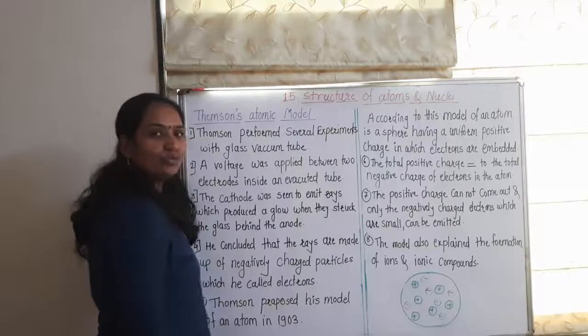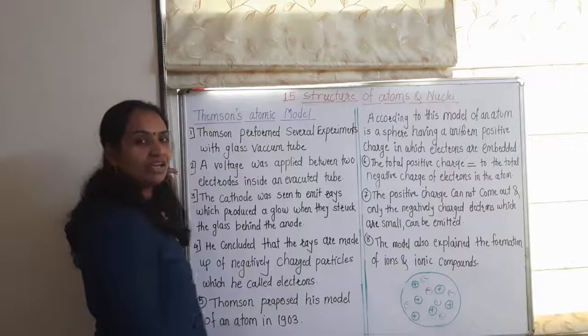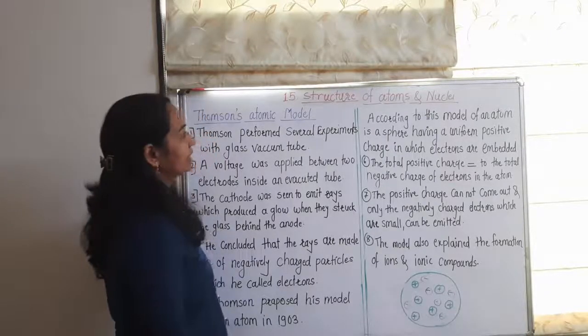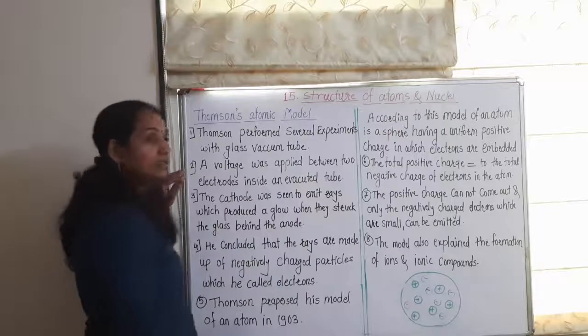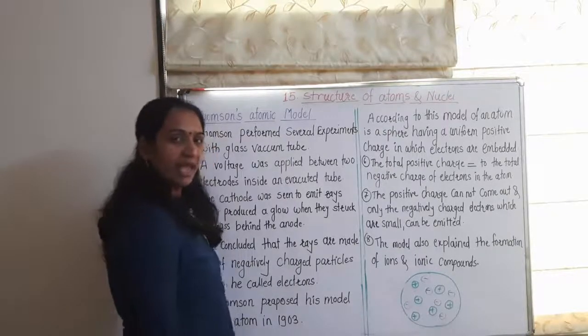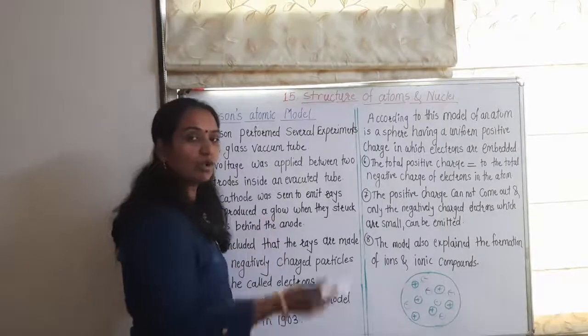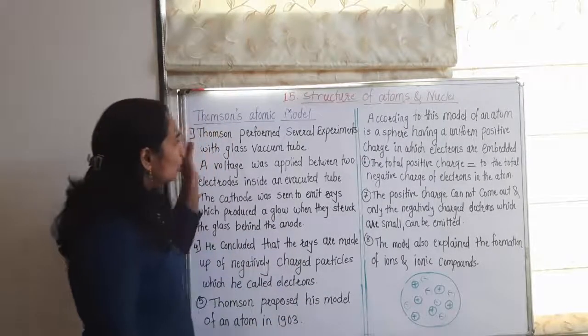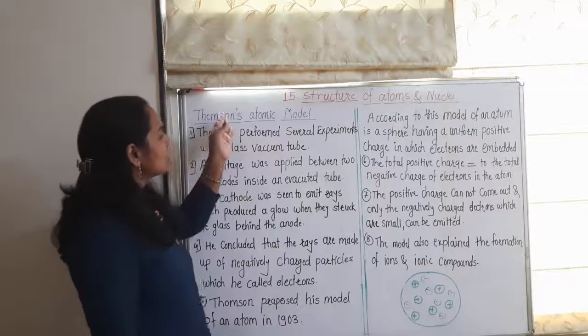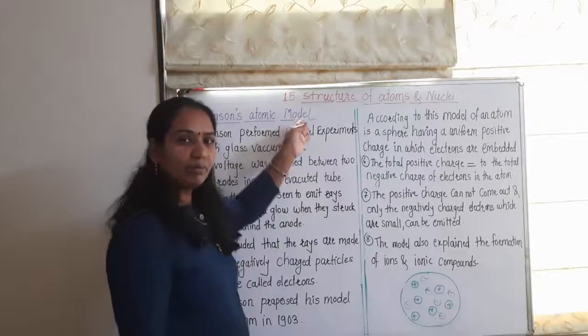In the last video we studied the dual nature of radiation and matter, including de Broglie's hypothesis, according to which he calculated the formula for the wavelength. Today's video we are going to study Thomson's atomic model.